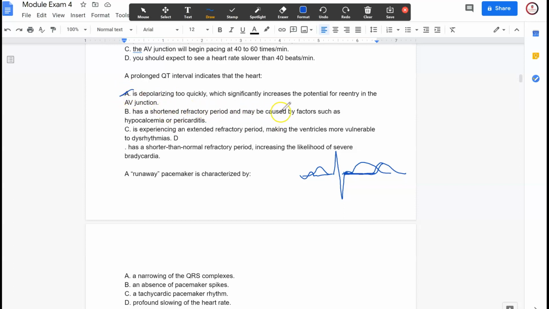Shortened refractory period may be caused by factors such as hypocalcemia and pericarditis. No, because if you remember, your refractory period goes from here to here. So if you have a prolonged QT interval, your refractory period is extended. So no. Is experiencing an extended refractory period, okay, making the ventricles more vulnerable to dysrhythmias. I like that one so far. Has a shorter than normal refractory period, increasing likelihood of severe bradycardia. No. C.